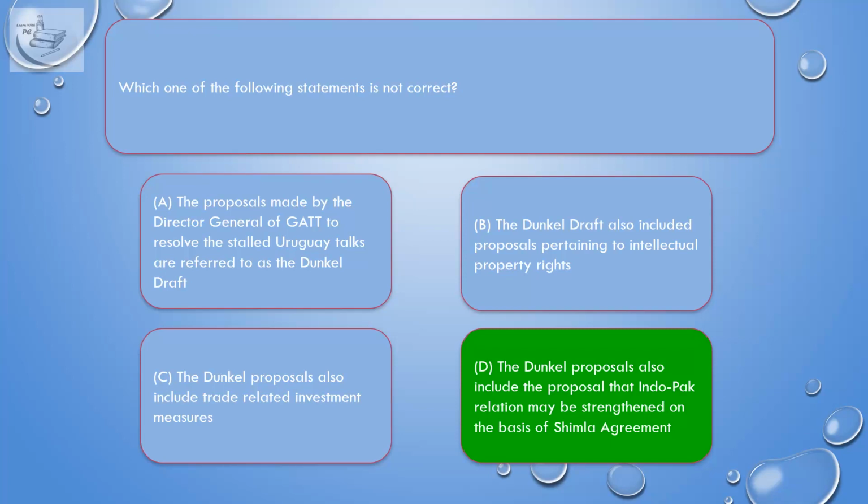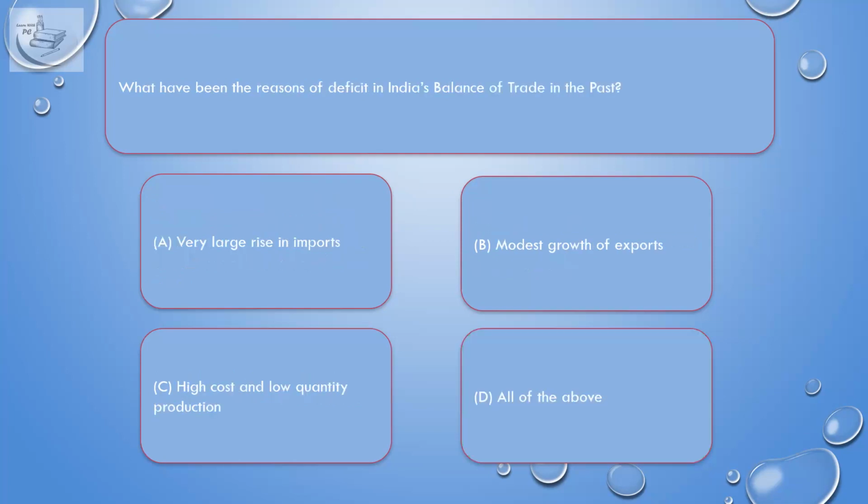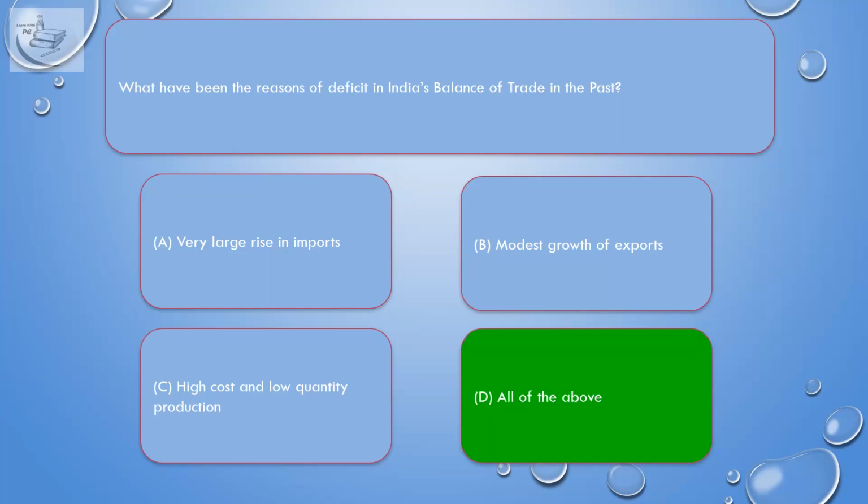Correct answer is D. The Dunkel proposals also include the proposal that Indo-Pak relation may be strengthened on the basis of Shimla Agreement. Question: what have been the reasons of deficit in India's balance of trade in the past? A. Very large rise in imports. B. Modest growth of exports. C. High cost and low quantity production. D. All of the above. Correct answer is D. All of the above.